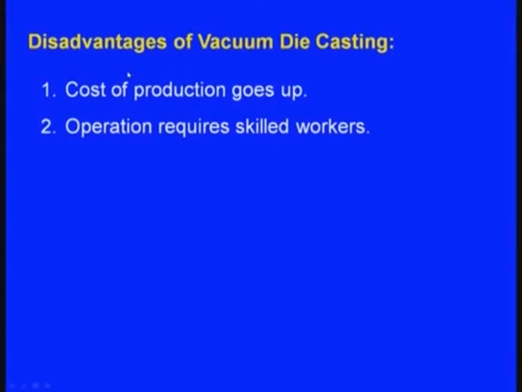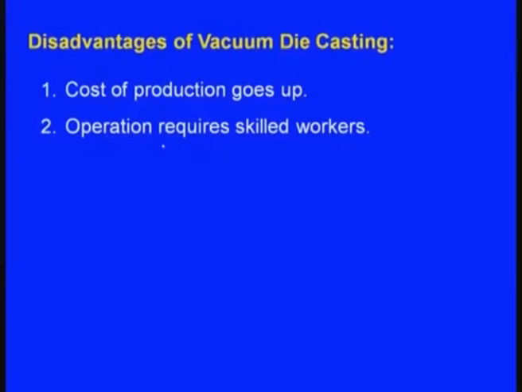These are the disadvantages of vacuum die casting. Cost of production goes up because we are applying a vacuum. So, this itself makes the process costly. Next one, operation requires skilled workers, means in the right time vacuum has to be applied, in the right time vacuum has to be stopped. So, this requires skill and knowledge, that is how the operation requires skilled workers, means the cost of production goes up because of the trained workers and skilled workers.